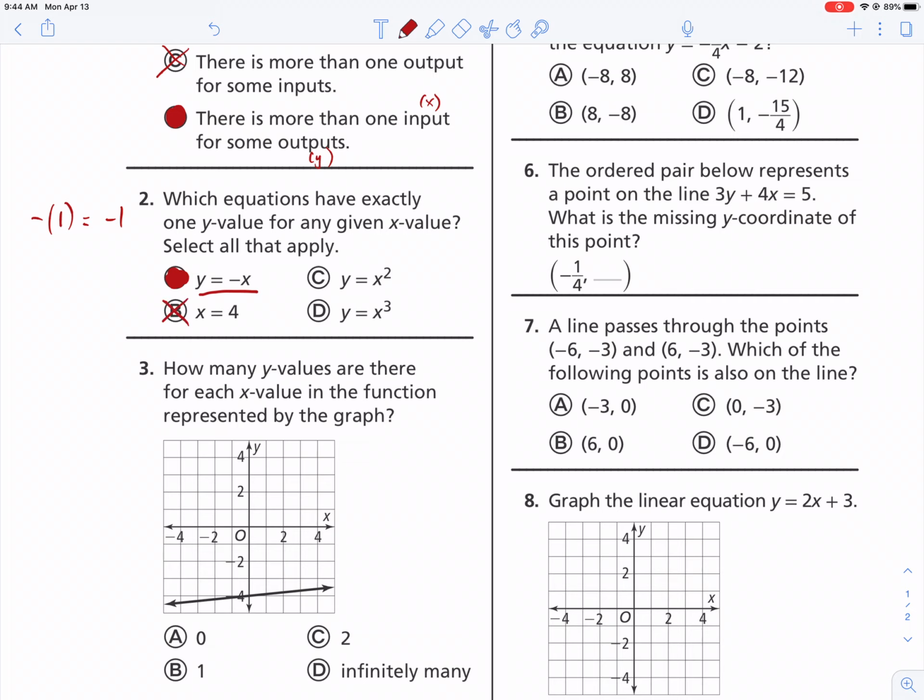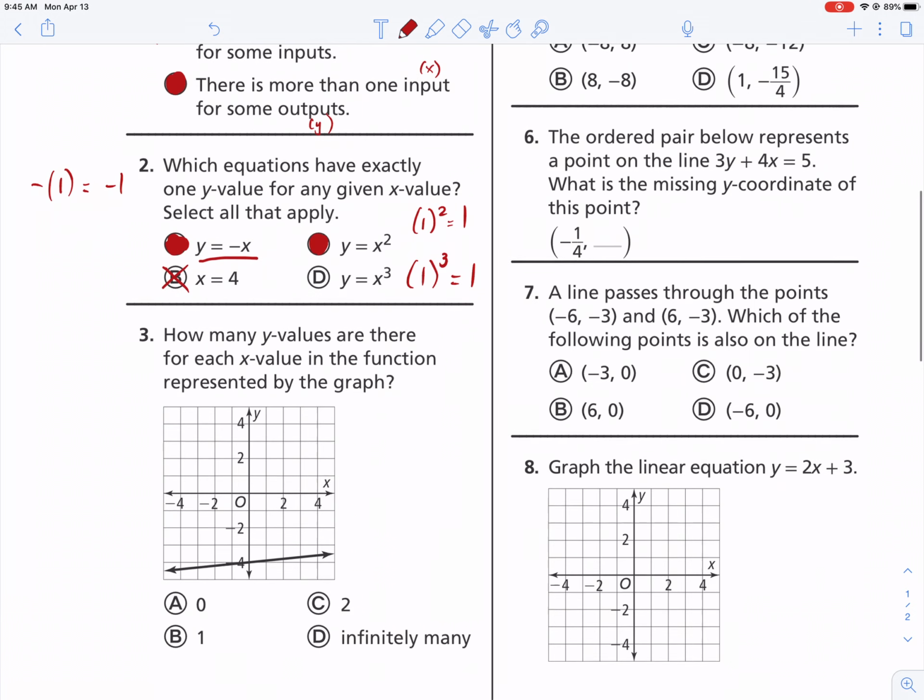If I look at C, if I plug in a 1, I'm going to end up with 1 squared, and that's going to give me 1, which is just a value. Only one y value. Okay, if I look at D, and I plug in a 1 cubed as well, that's going to be 1 times 1 times 1, which is going to give us 1.